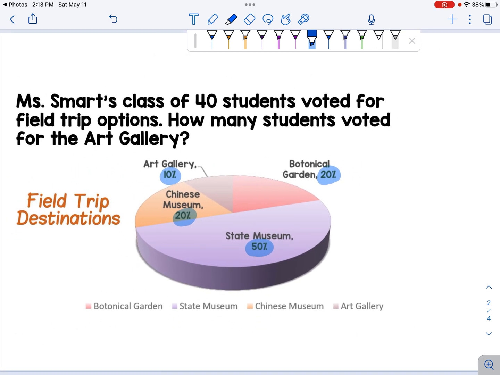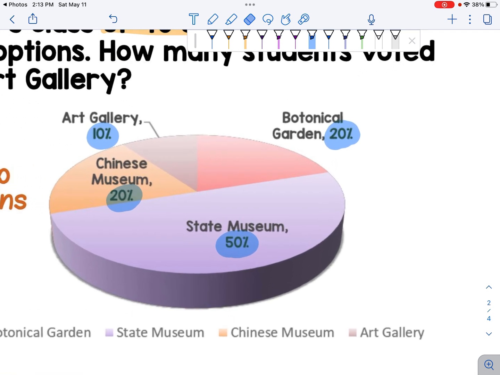Let's try this one. It says Ms. Smart's class of 40 students. This is the total number of kids. I'll write that down really quick. Total voted for field trip options. How many students voted for the art gallery? So let's take a look here. The art gallery is 10%.